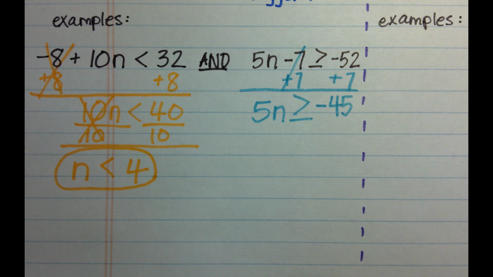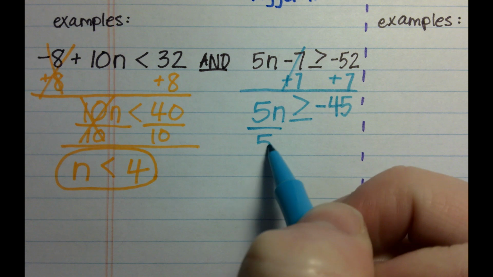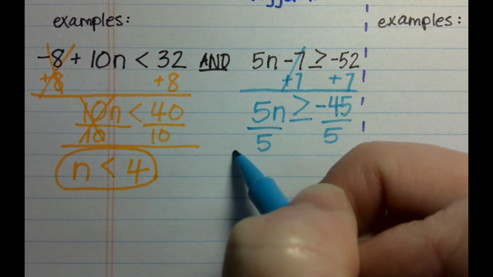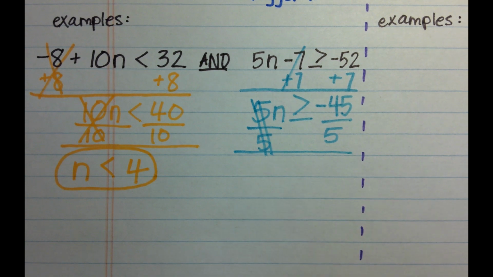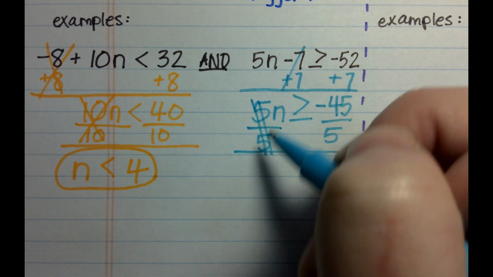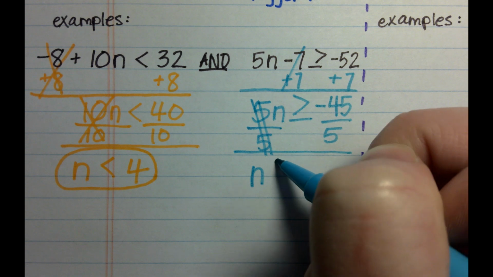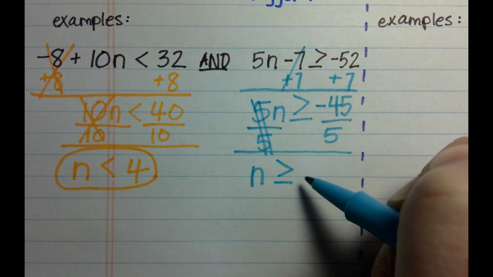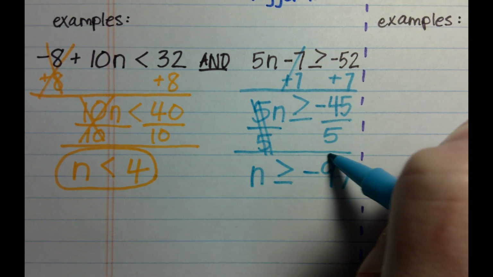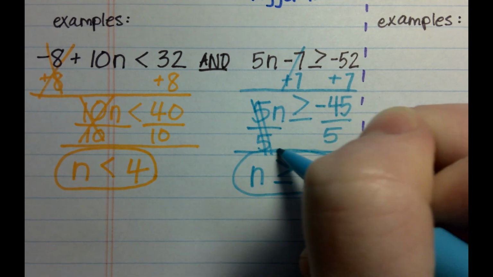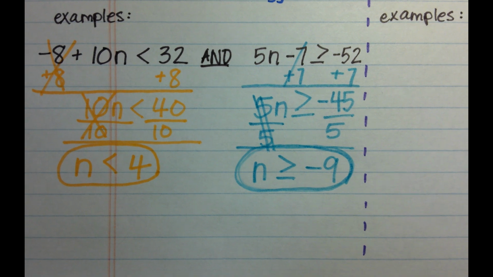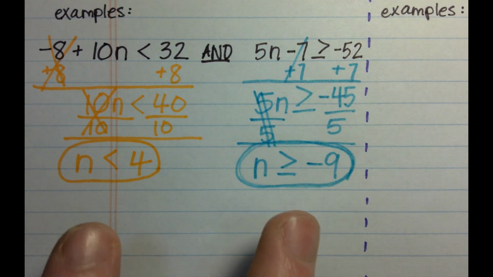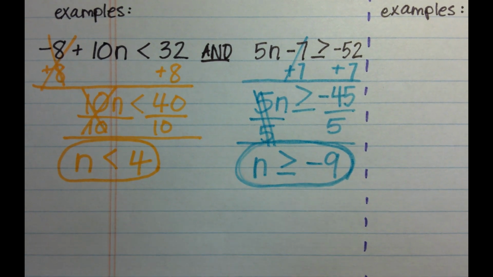Okay. What would we do next? Divide by 5. Good. Let's divide by 5 on both sides. That would make my 5s cancel. n is greater than or equal to negative 9. Yes. n is greater than or equal to negative 9. Okay. So we have both of our inequalities solved.